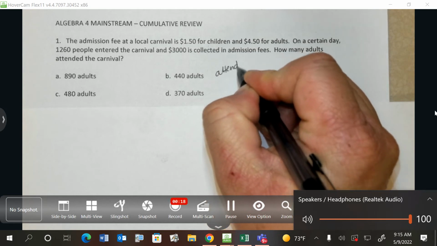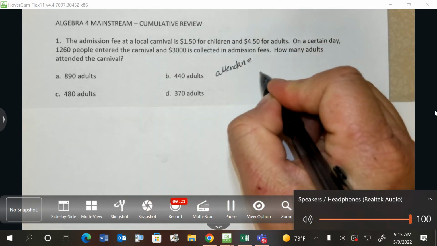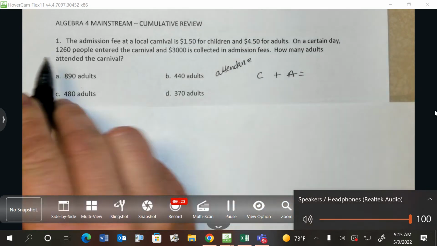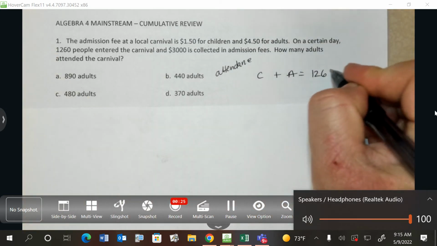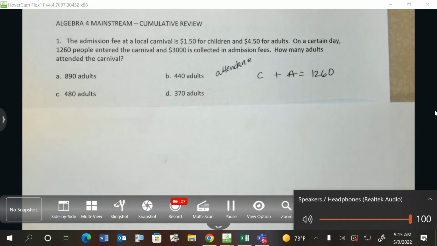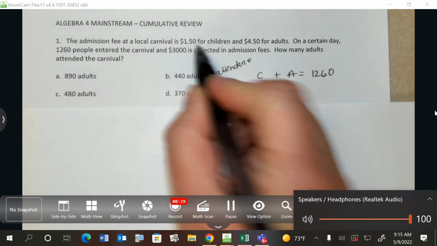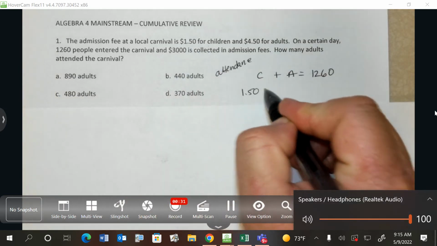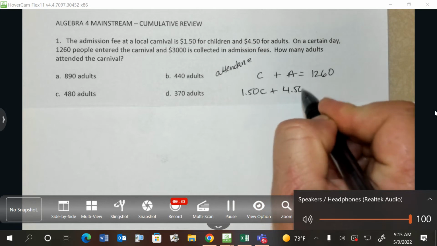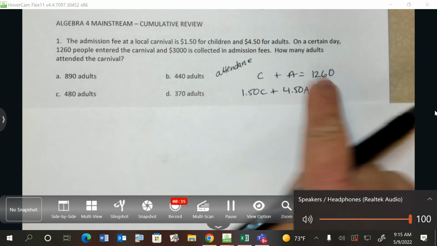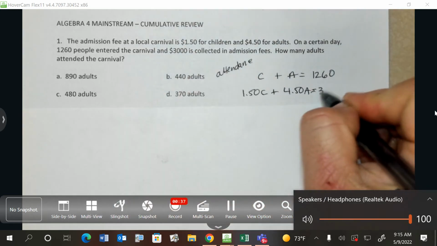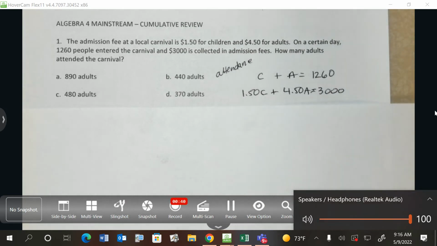Who attends? So I know there's children and I know there's adults, and together it says there are 12,600 that attended on one particular day. Now the cost, it costs $150 for a child and it costs $450 for an adult. And together on that same particular day, they were able to take in $3,000 in tickets.